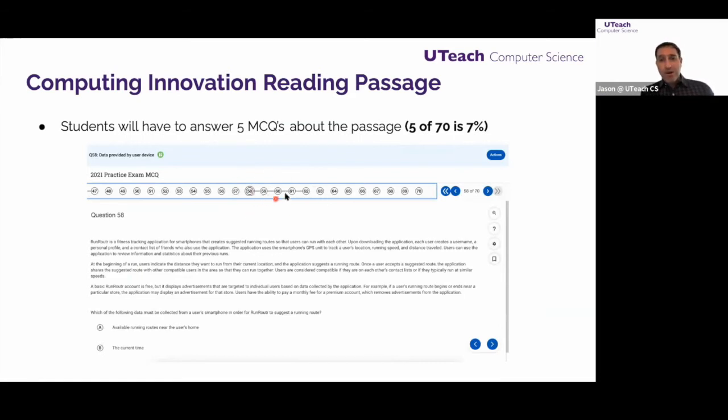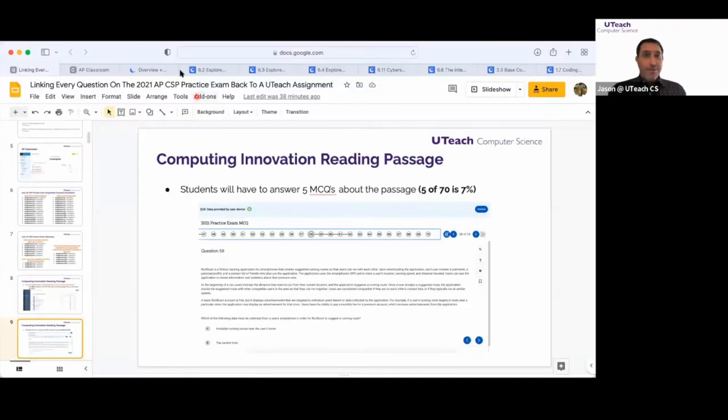They have these little bars linking them together, and that's the reading passage. The reading passage is about a computing innovation. On the practice exam, it's about a fitness tracking app called Run Router. I call these questions real world issues for your students because they deal with security, data, privacy, and apps all the time. So that's what these assignments are going to prepare them for. All right, so now let's take a look.